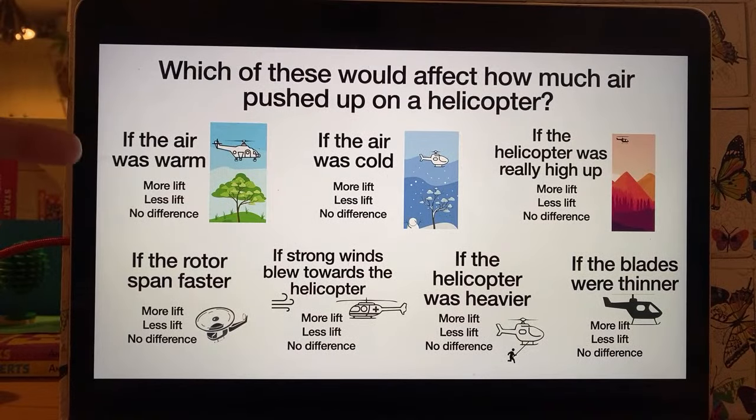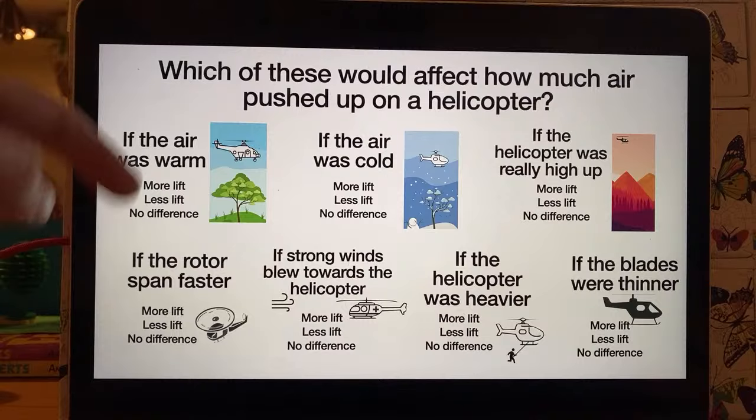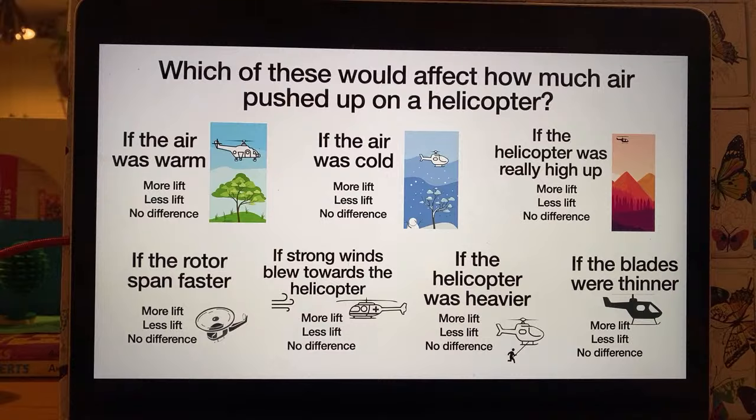If the air was warm, would that mean that there was more lift? That means like more upwards force. Or would there be less upwards force, or would there be no difference? If the air was cold, would there be more air pushing up on the helicopter's rotor, or less air, or would there be no difference?